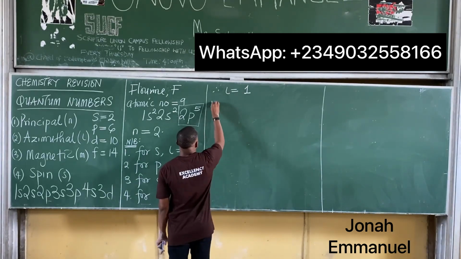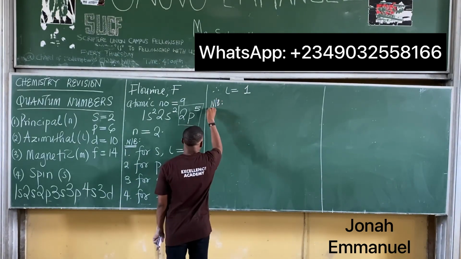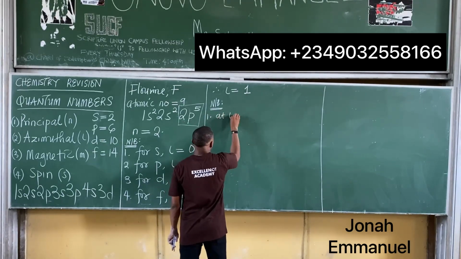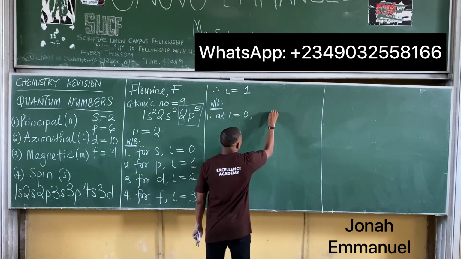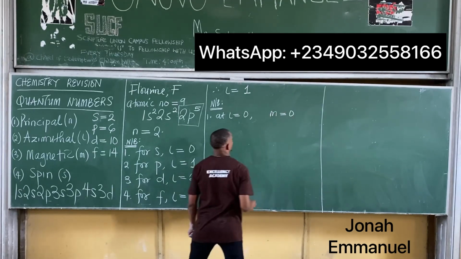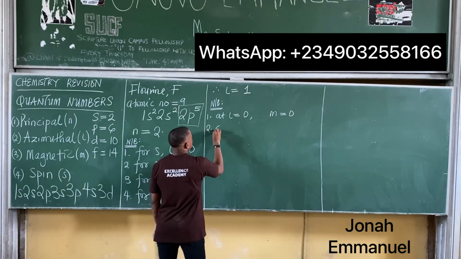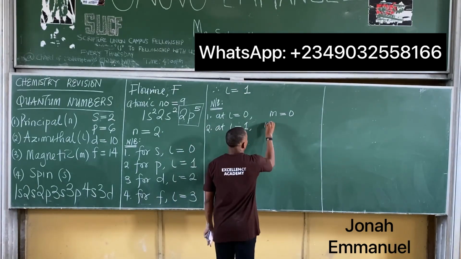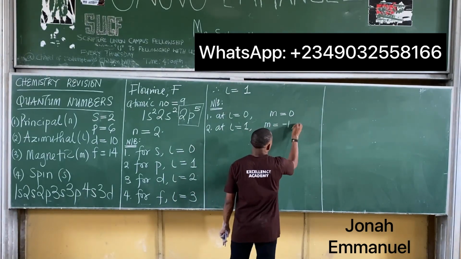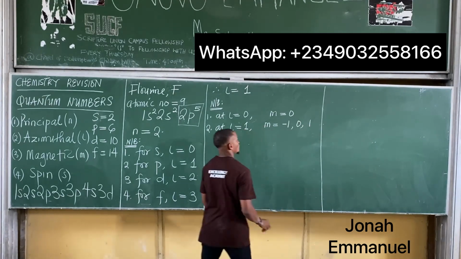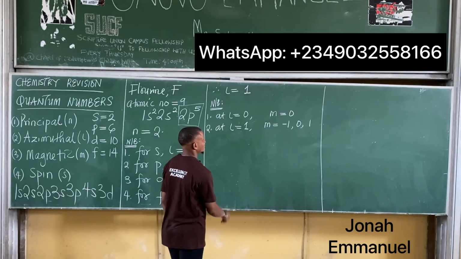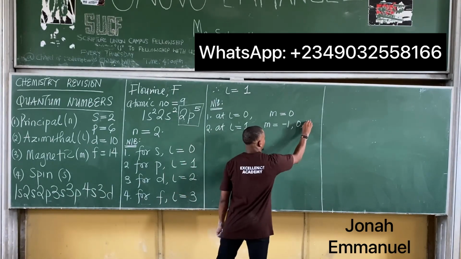Also note another set of things. Note this. At L equal to 0, M is equal to 0. Number 2, at L equal to 1, M is equal to minus 1, 0, plus 1.